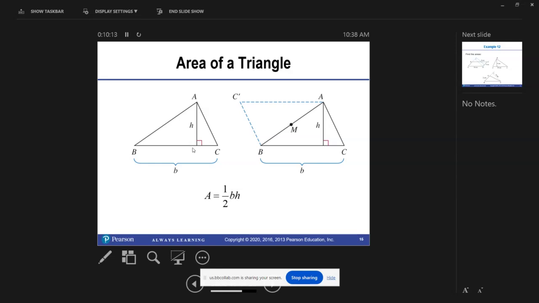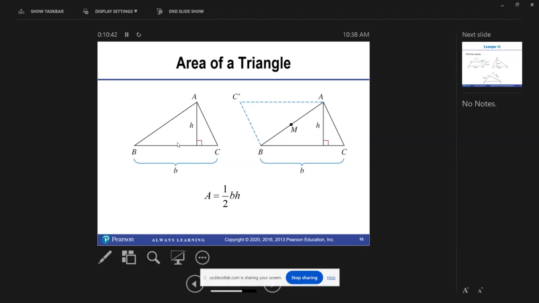Okay, kind of the same idea with area of a triangle. They drew a picture of a parallelogram here so that you can see that this triangle is half of the parallelogram. So that's why this formula for area of a triangle is 1/2 base times height. So the base times height part is the same as the parallelogram, but we're multiplying by half because the triangle is half of the parallelogram.